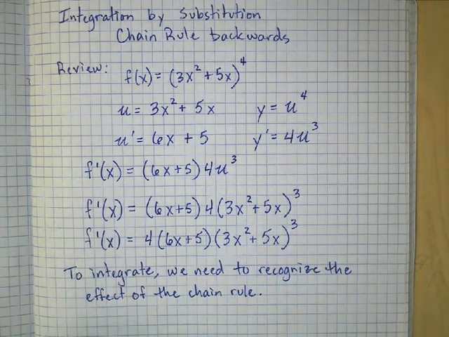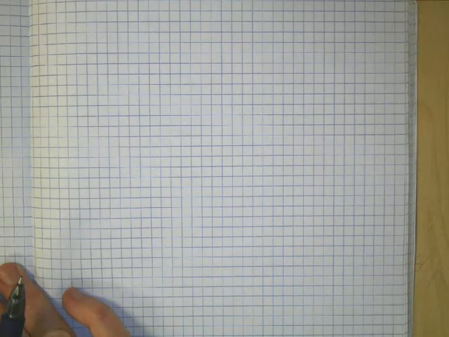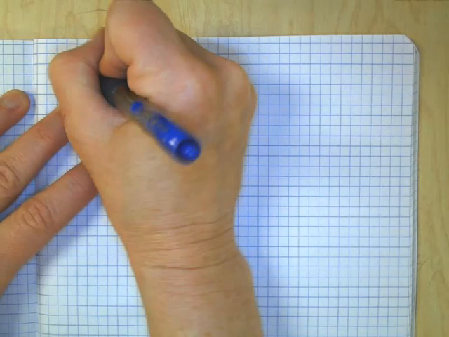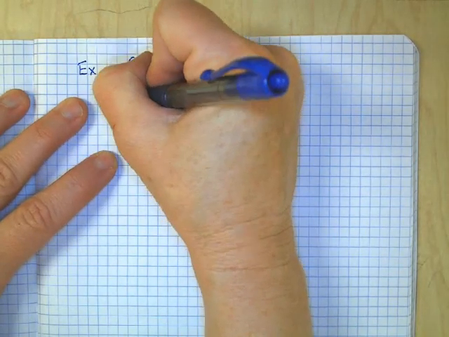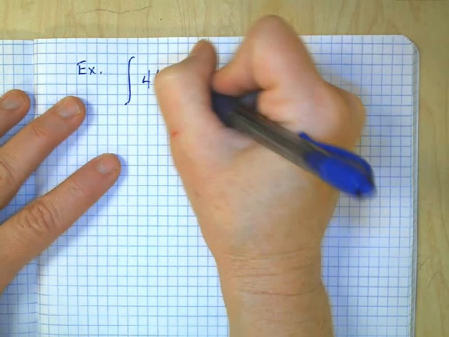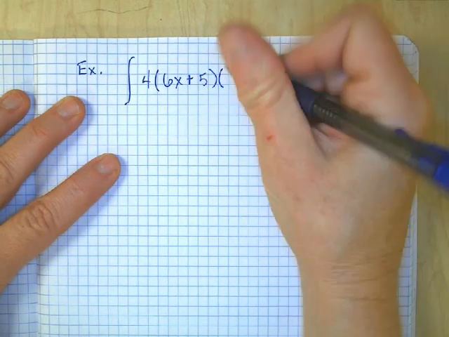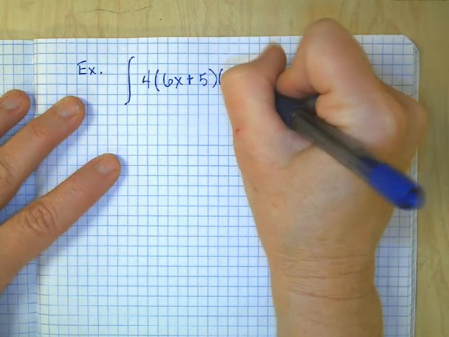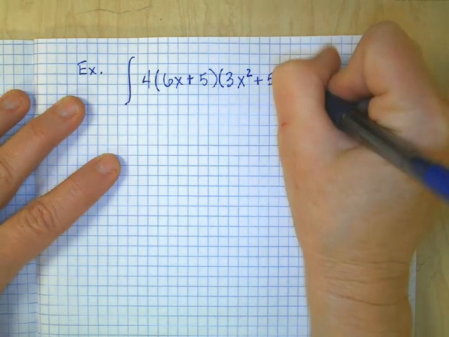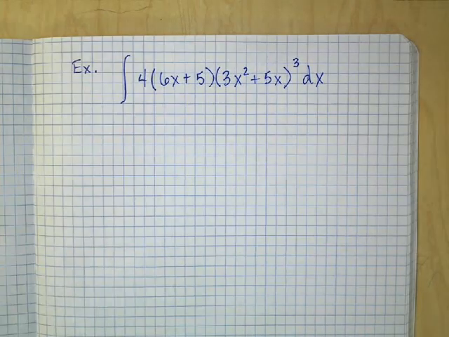So I'm going to do it on the next page so that I don't run out of room here, because I write really big. So I'm going to turn this over. So what we're going to do is we are going to say, okay, what if I started with that answer? 6x plus 5 times (3x squared plus 5x) cubed, and I'm differentiating with respect to x. Okay, so this was my problem.